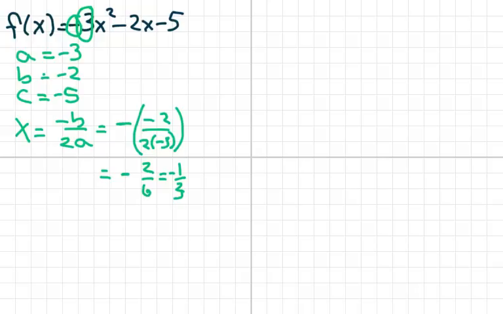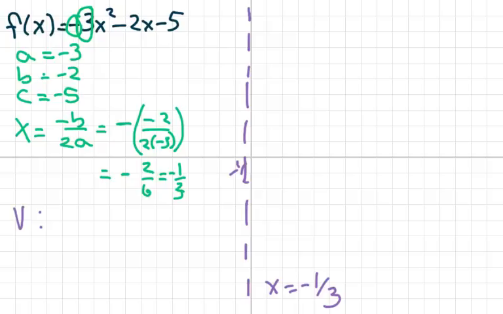So I'm going to go ahead and plot this here. Negative 1/3. So I can't make it straight even when I do it that way. So let's see. This is negative 1/3, let's say. So x equals negative 1/3. Now, to find the y component, so for my vertex, I already know it's negative 1/3. I'm going to plug in negative 1/3.